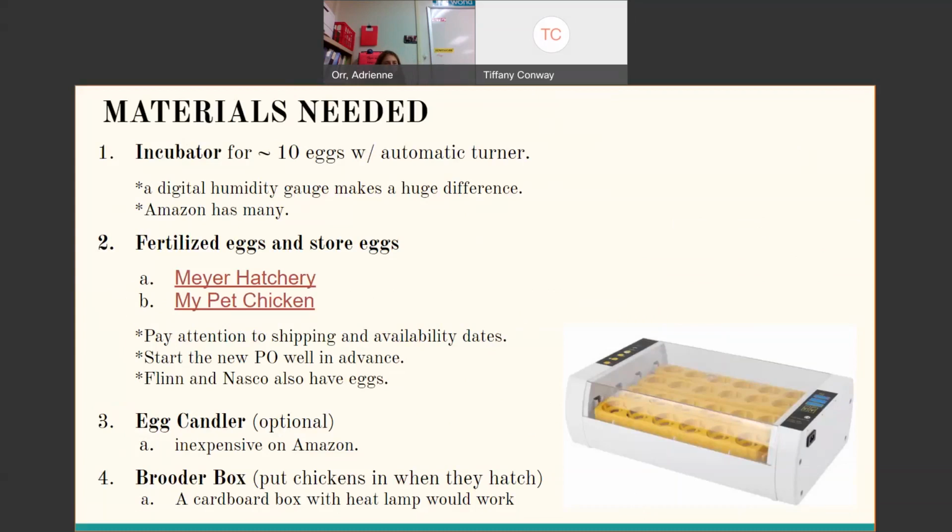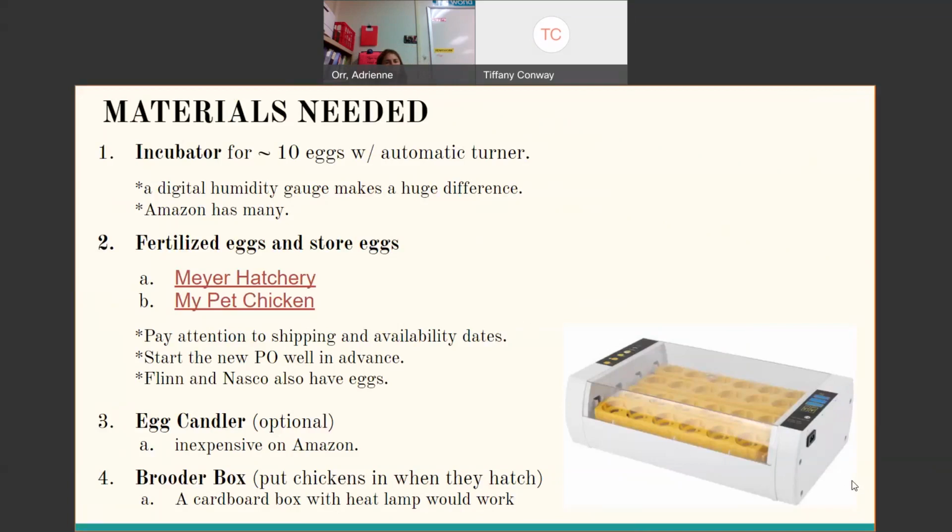So first thing you're going to need, obviously, is an incubator for your eggs. And we've tried a few different kinds, and we have had varying hatch rates. So I had one that I don't think I had any survivors that year, so it was a disappointing year.